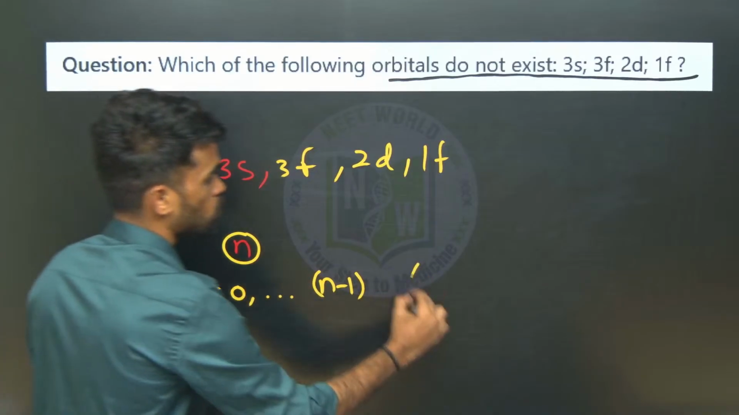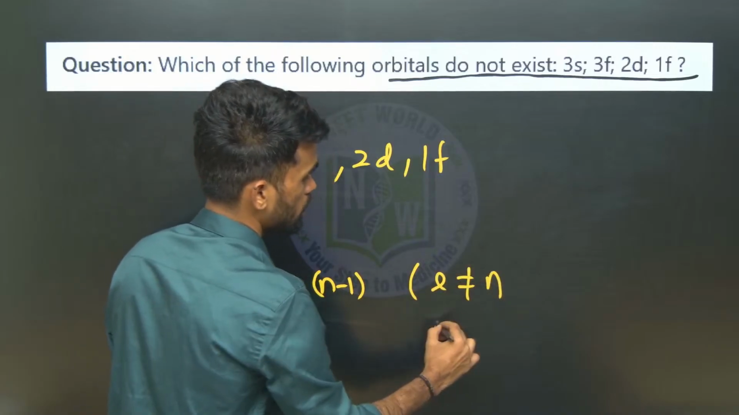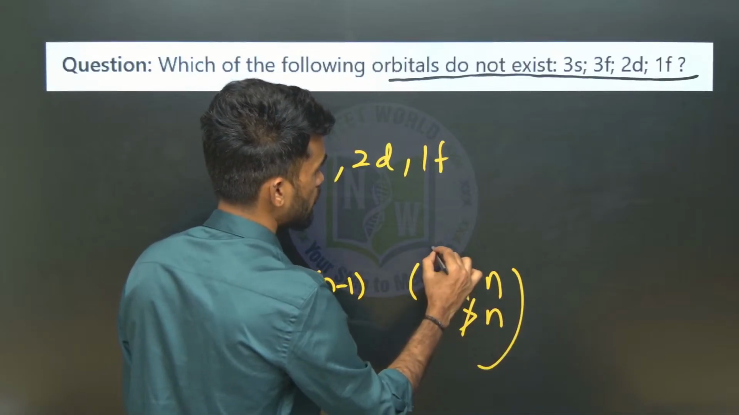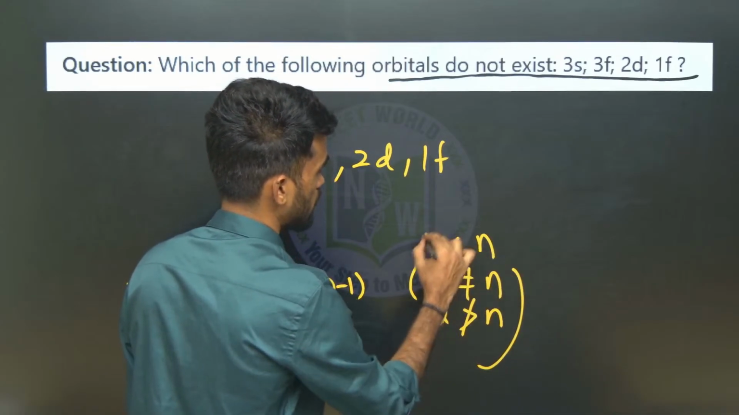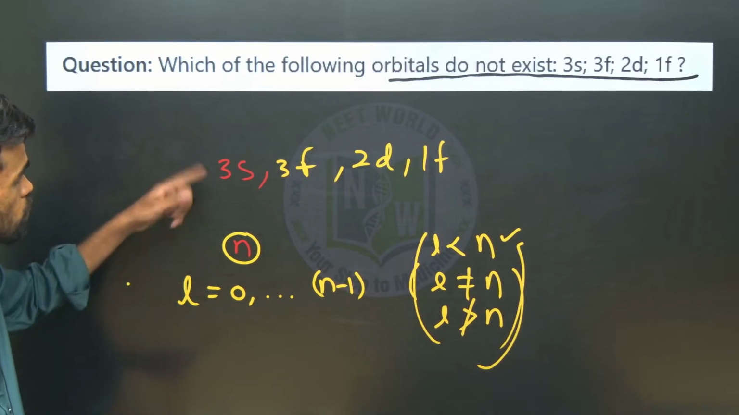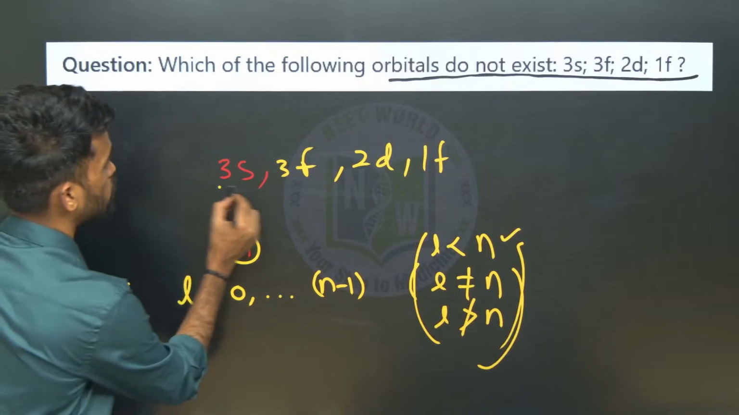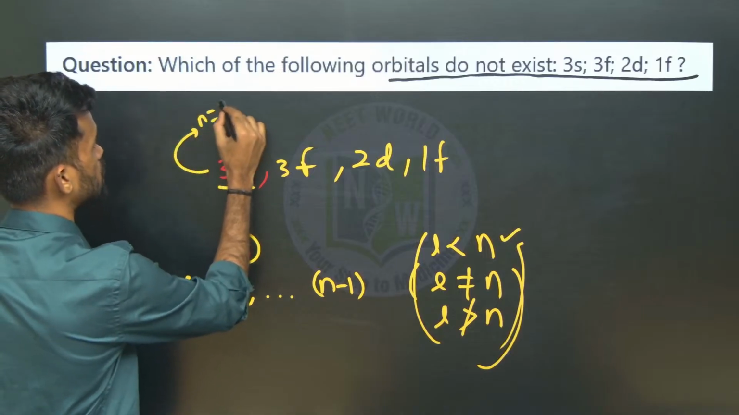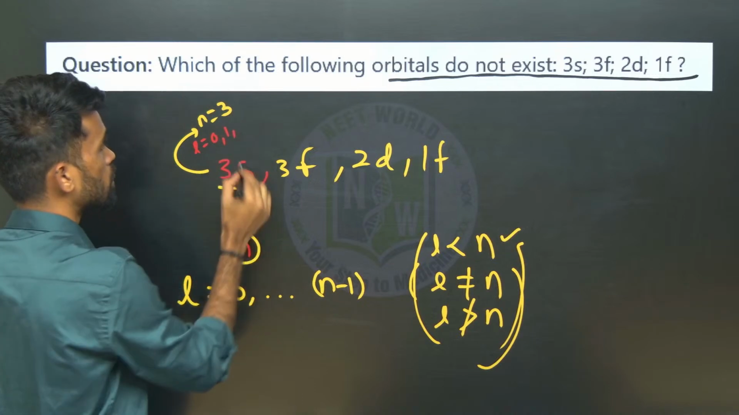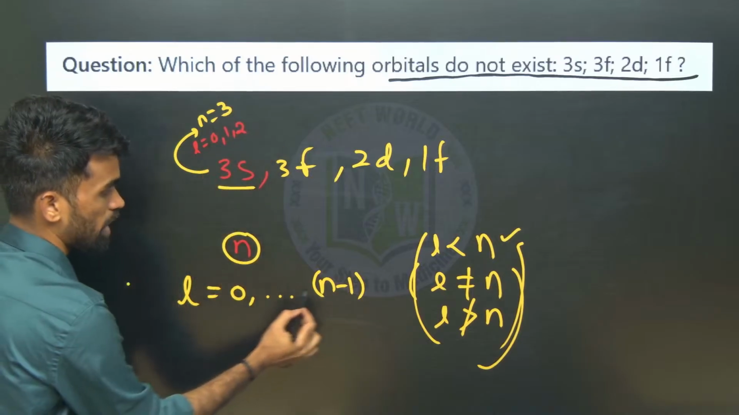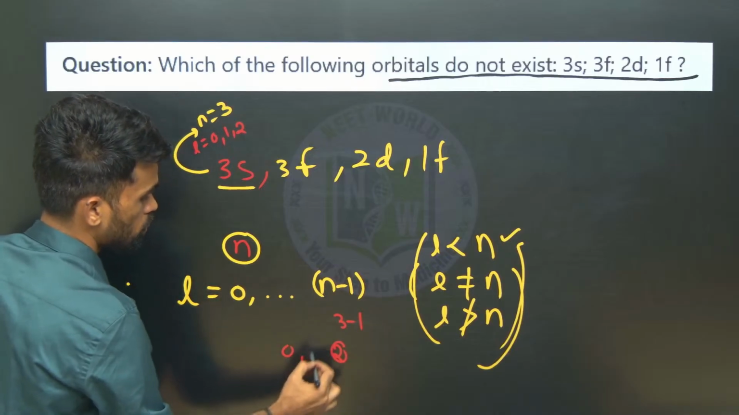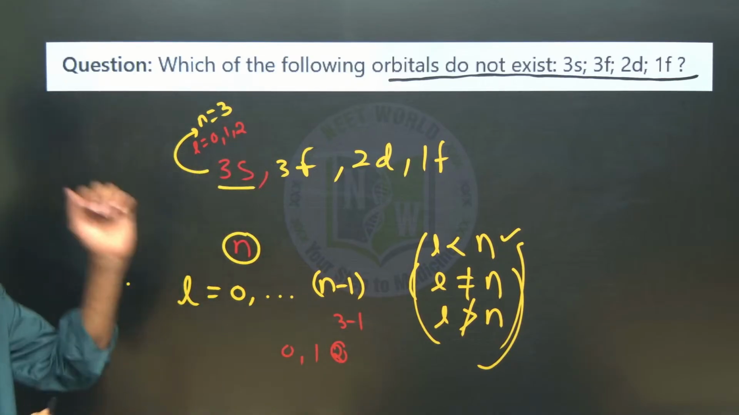L should not be equal to n, or greater than n. Always L should be less than n only. This is the rule you should remember. Based on this you can answer this question. So what is the n value for 3s? n is given as 3. So L has to be 0, 1, 2 only. It should be 0 to n minus 1. Since n is 3, minus 1, it will be up to 2 only. These are the possible L values.